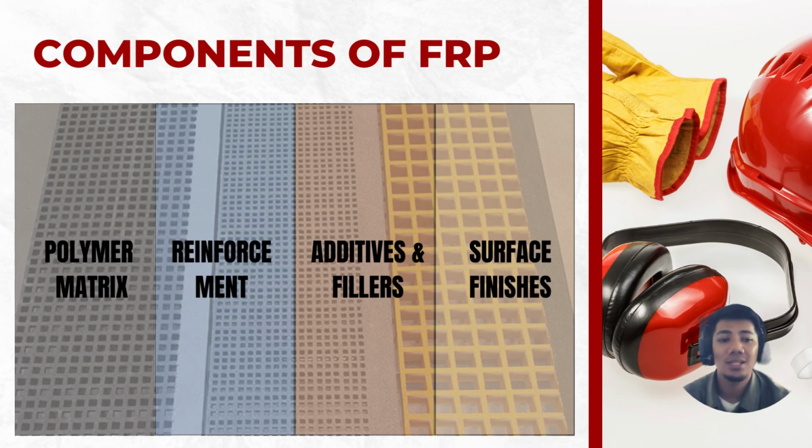And the last one will be the surface finish, which is the additive or modifier which is used to enhance the properties of the FRP. For example, pigment, UV stabilizer, and fire retardant.